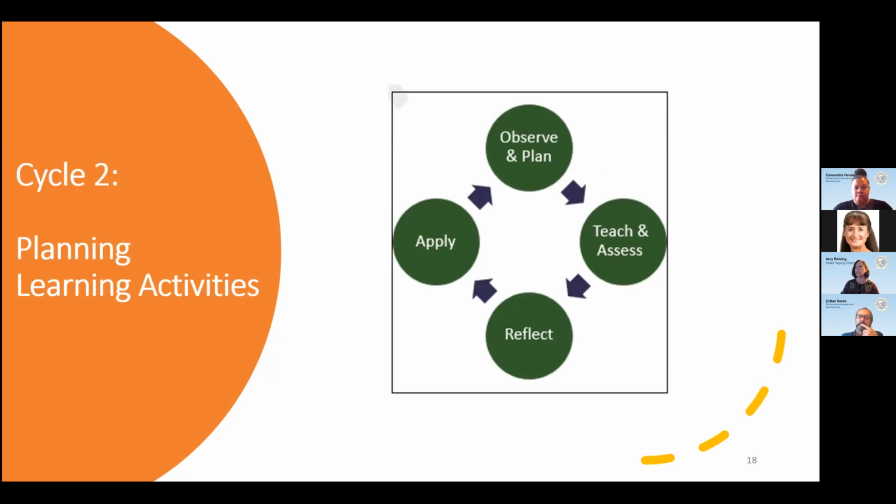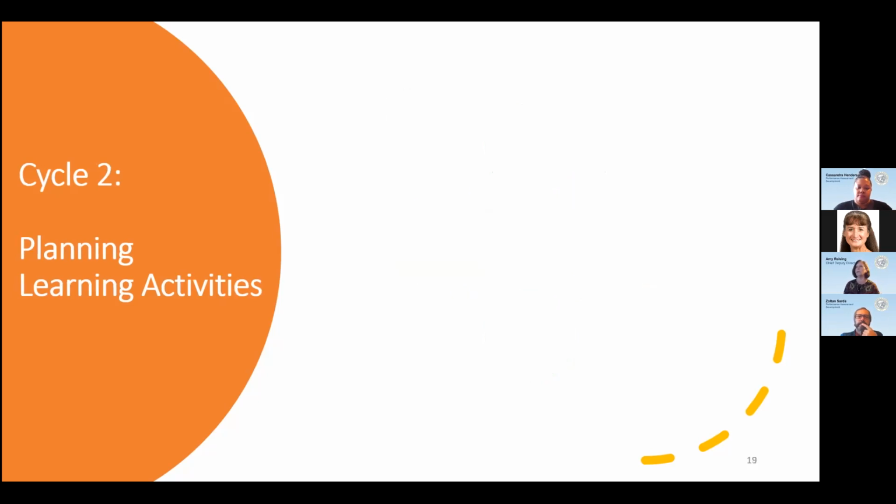So then they come into cycle 2. And in cycle 2, again, 4 steps. The first step in cycle 2 is observing and planning. Then they're going to teach and assess an activity for the children. They're going to reflect on what happened when they taught the activity, and they're going to apply what they've learned then to the next activity or experience they are designing for the children. So 4 steps.